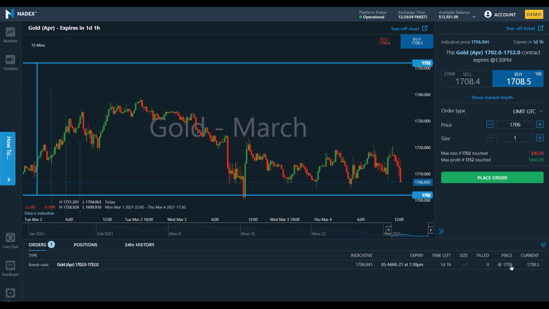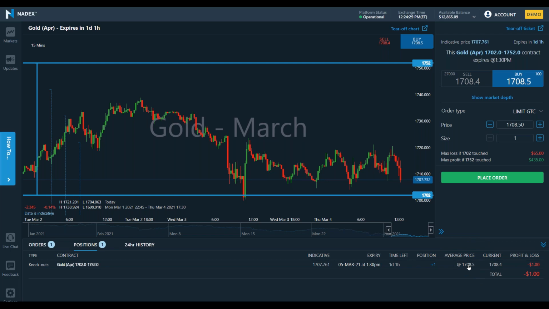Okay. Now let's just say I want to go ahead and buy one at 1708, and I click place order. It tells me I placed an order, and hey, it's not in my order section. Of course it's not in my order section. I bought it at 1708.50, and you can see that it's in my position. I bought one. Here's the price that I bought it at.